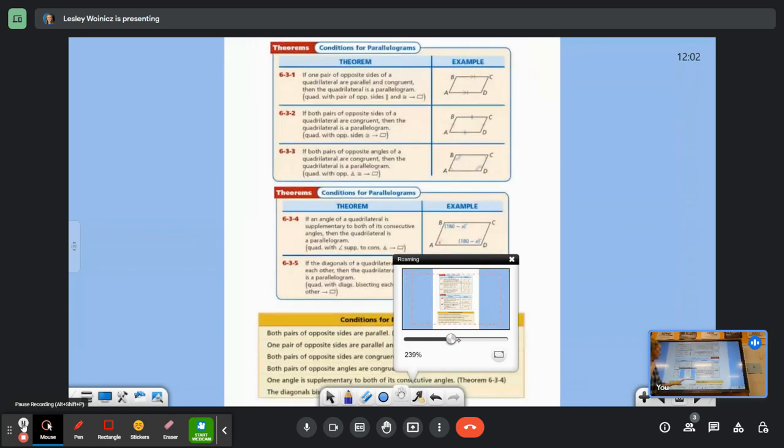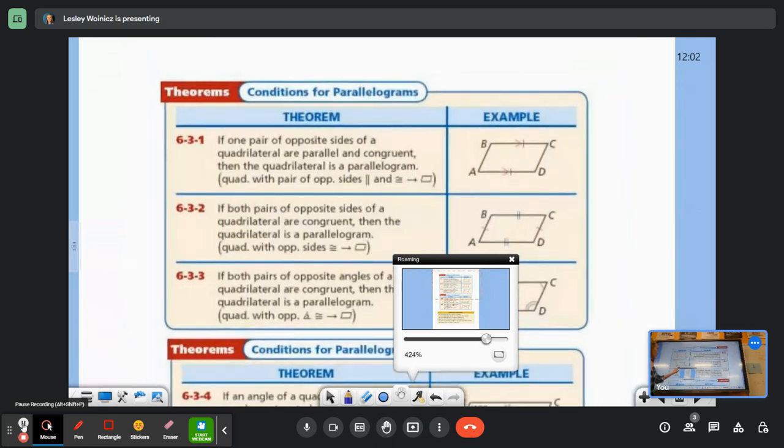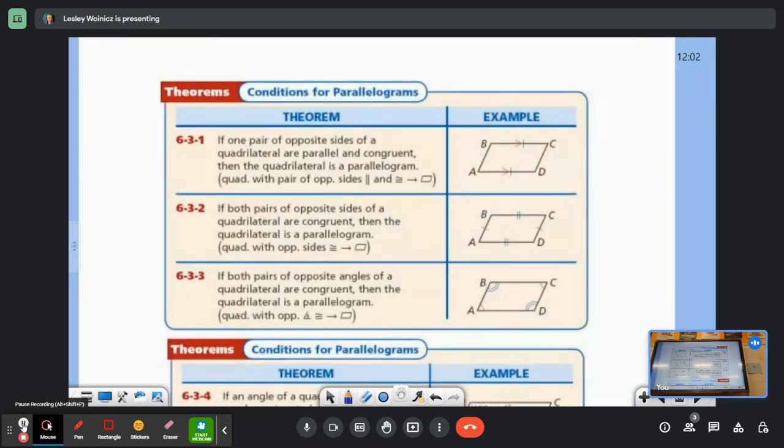Okay, here we have some beautiful conditions for parallelograms. Okay, so these conditions for a parallelogram are things that if we have them in a drawing or figure, we know that the figure is a parallelogram. So it's going to help us identify a parallelogram so that we can use all of the other properties of a parallelogram that we know.